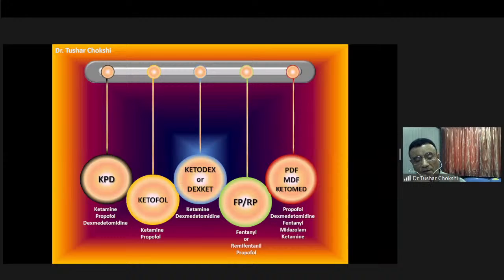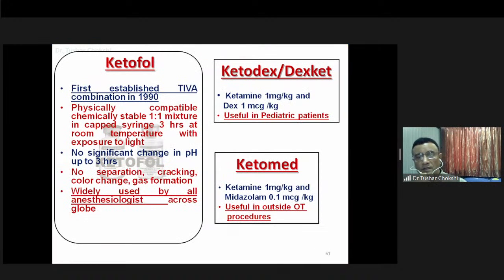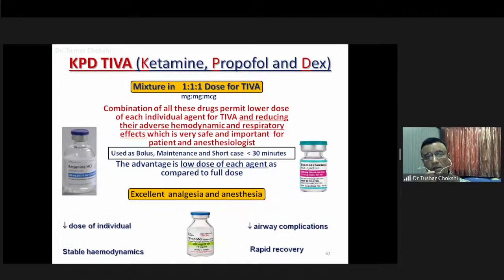First is the KPD mixture, which I started 10 years back with a combination of ketamine, propofol, and dexmedetomidine. There are ketofol, ketodex, fentanyl-propofol, and remifentanil-propofol. In South India, one of my friends is using, exclusively at a Kerala hospital, propofol, dexmedetomidine, fentanyl, and midazolam, ketomed. These three combinations, ketofol, ketodex, and ketomed, are established combinations. You only have to remember that they can be combined in the dose of 1-1-1: 1 milligram propofol, 1 milligram ketamine, and 1 microgram dexmedetomidine. This is KPD-TIVA.